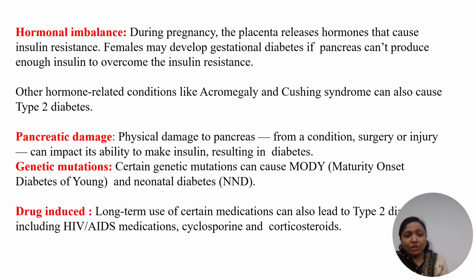Other hormonal conditions like acromegaly, Cushing syndrome, in which there is excess of the cortisol, can also cause type 2 diabetes mellitus. Then, pancreatic damage in the form of any condition like surgery, diseases related to pancreas like cystic fibrosis can impact the ability of pancreas to make insulin, ultimately results in diabetes.